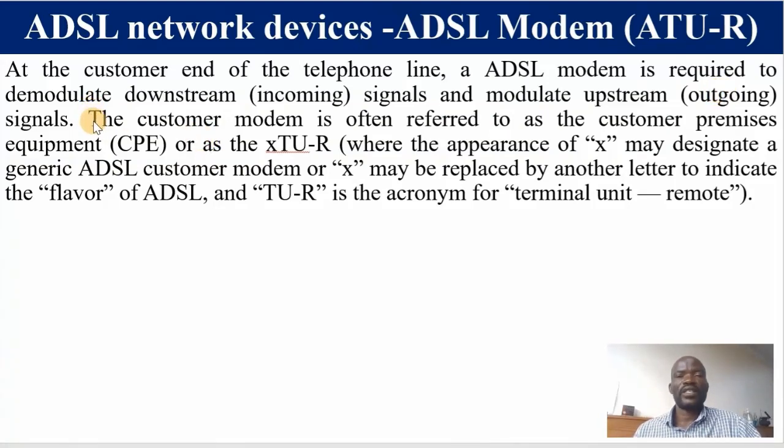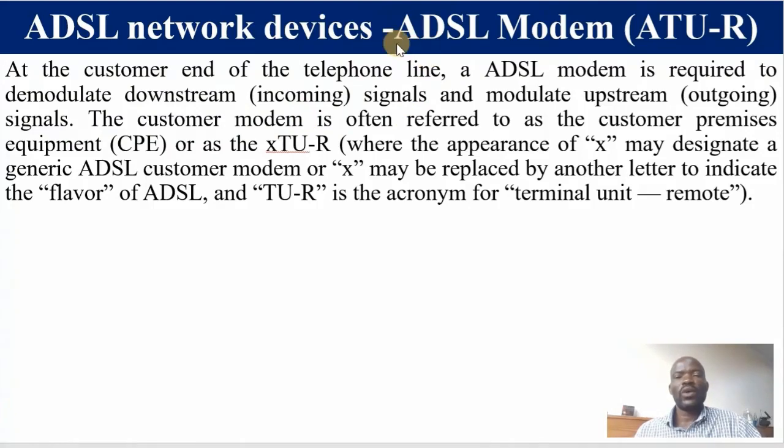So it does two functions. It does modulation and demodulation. Hence the name ADSL modem. Its other name is Customer Premises Equipment, CPE, or xTU. In this case, our x is A, hence the name ATU-R. And R may designate any generic ADSL customer modem, such as VDSL, HDSL. That's the basic function of the ADSL modem.